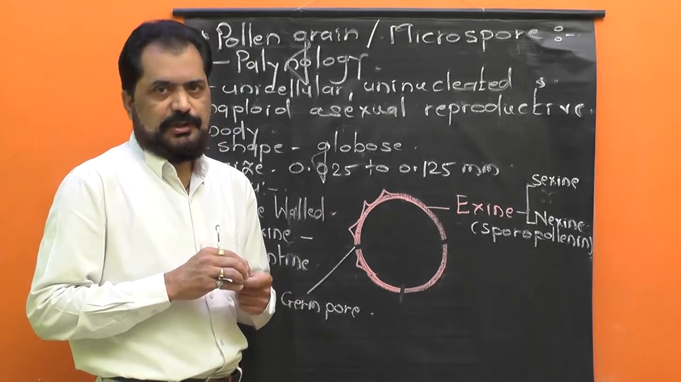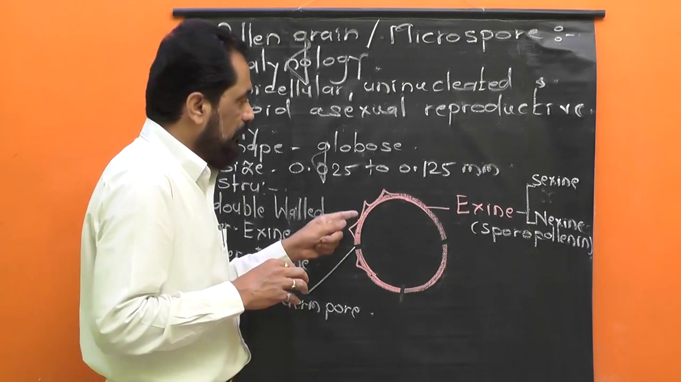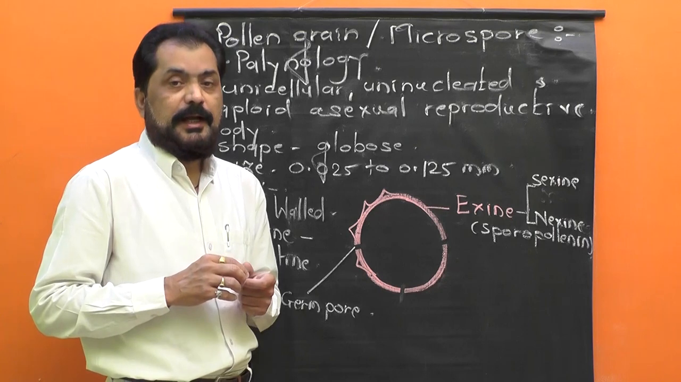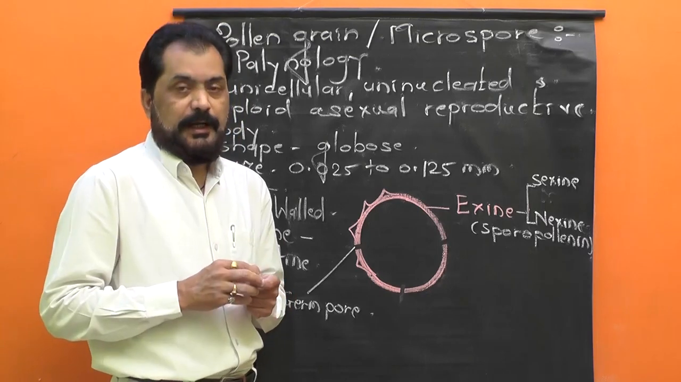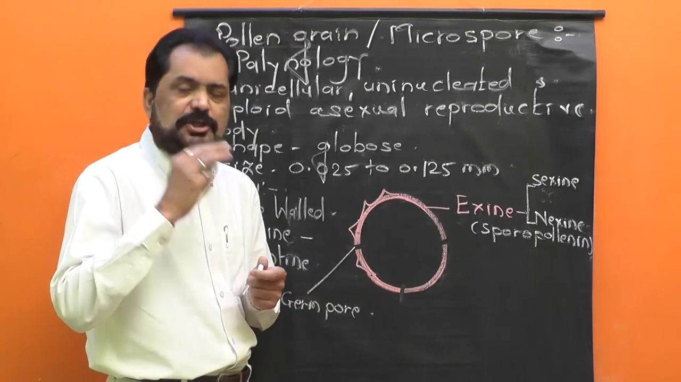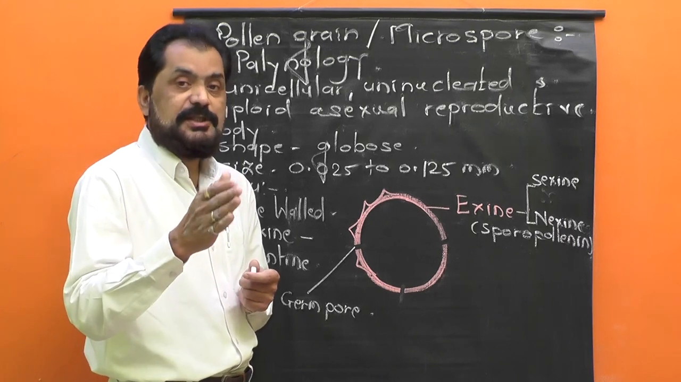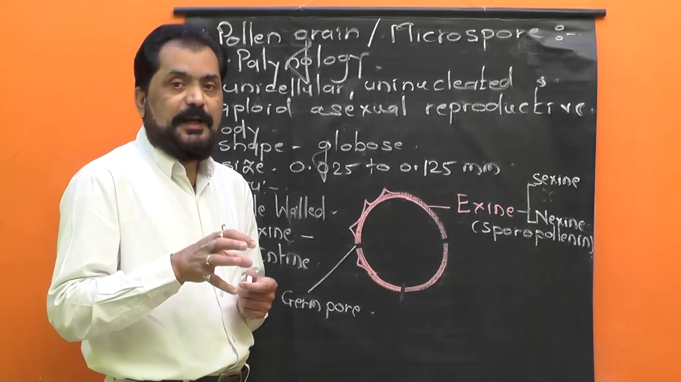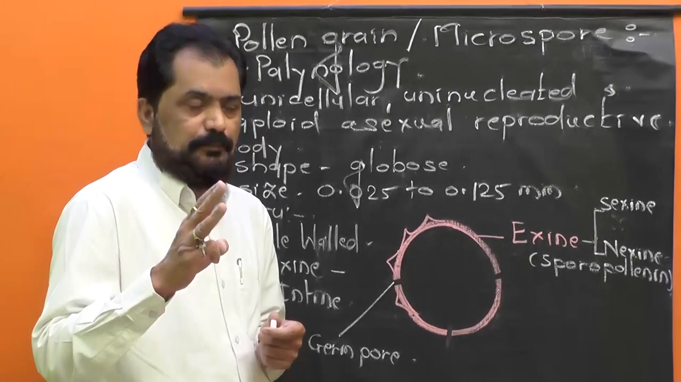For your additional knowledge, let me tell you, in monocot plants the exine of pollen grain shows only one germ pore, and such pollen grain is called monocolpate pollen grain. Mono stands for one. And in dicot plants the exine shows three germ pores, and such pollen grains are known as tricolpate pollen grains. Tri stands for presence of three germ pores.